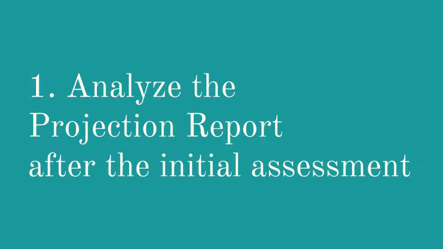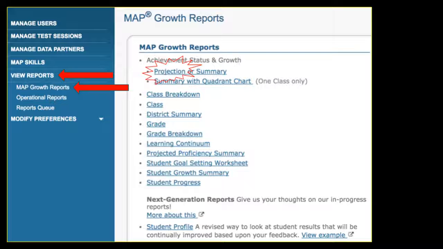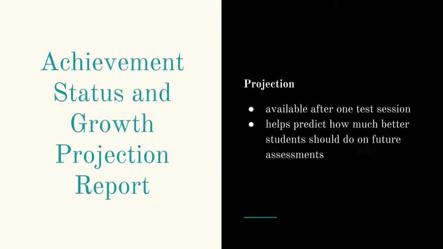First step is analyzing the projection report after the initial assessment. You may have already done this, but under View Reports, Math Growth Reports, you'll see a projection growth report. Click that to begin that report. Once you have that report, you can use this after one test session or any individual test sessions. It can help you predict how much better students should do on future assessments. So this will be usable on every single assessment.